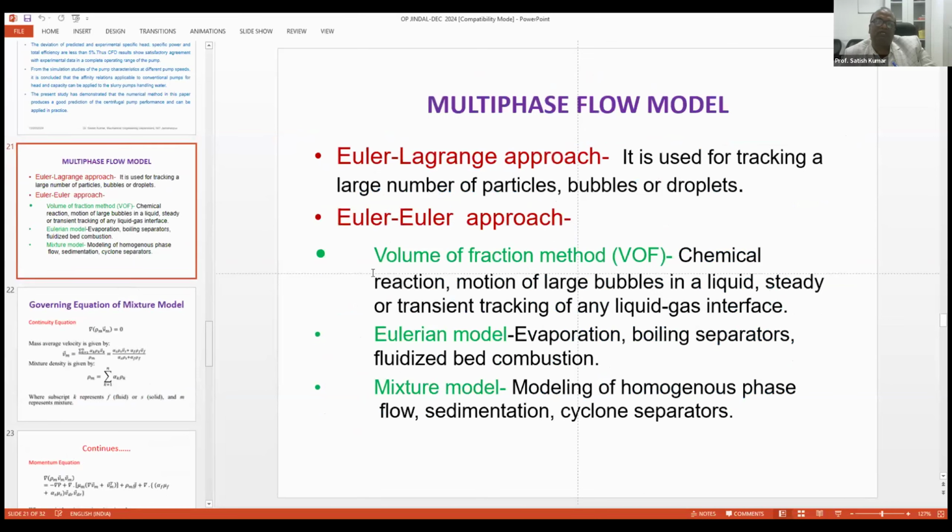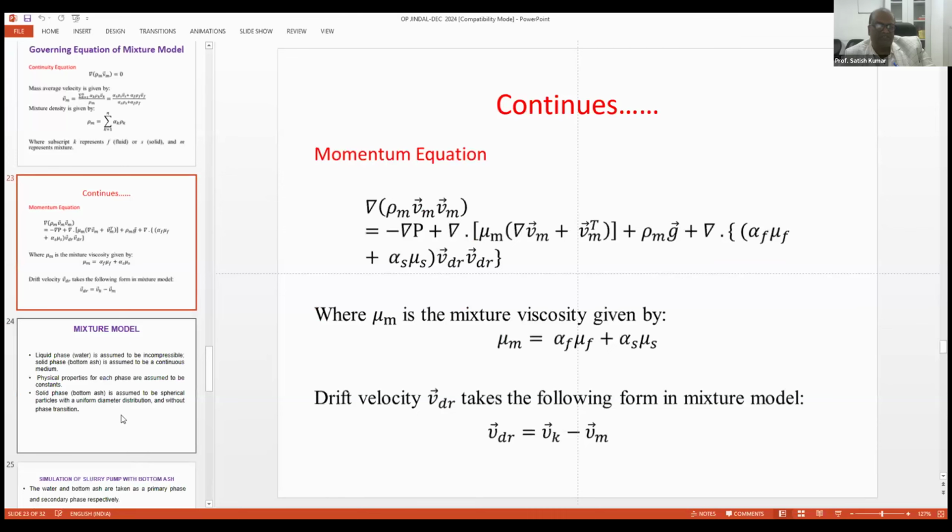Then my work is to conduct the experimentation with the solid liquid flow. For the solid liquid flow, as we know, two types of models are used, the Euler Lagrangian model or the Euler model. I am not discussing out of the three why I have chosen. So the mixture model we have chosen for the investigation.